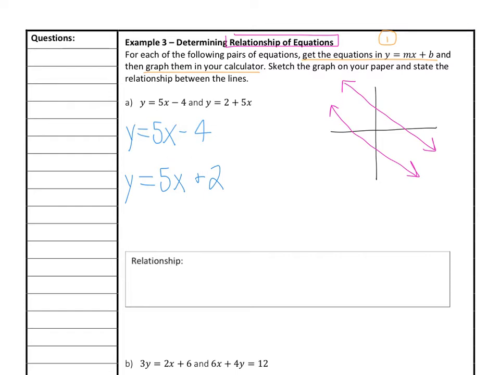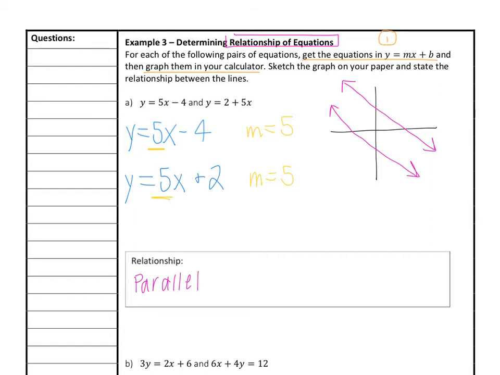And if you think back, those are called parallel lines. And now we're just going to say, well, why are these two lines parallel? Oh yeah, they have the same exact slope. So the first equation had a slope of 5. The second equation has a slope of 5. So the relationship that we're talking about down here is we say these lines are parallel.